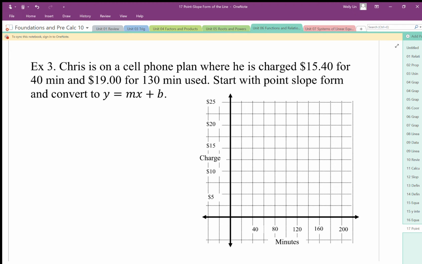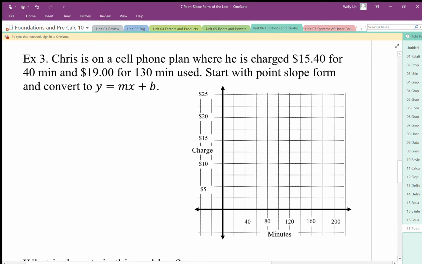Chris is on a cell phone plan where he's charged $15.40 for 40 minutes, $19 for 130 minutes used. So let's graph this. At 40 minutes, the minutes represent my independent variable. The charge represents my dependent variable. There's my x, there's my y. There's my domain and range.